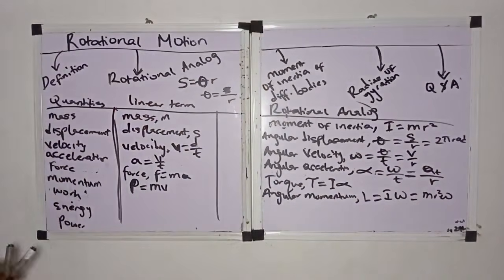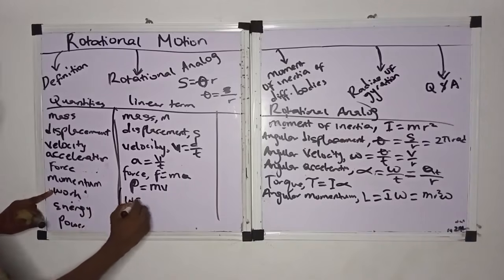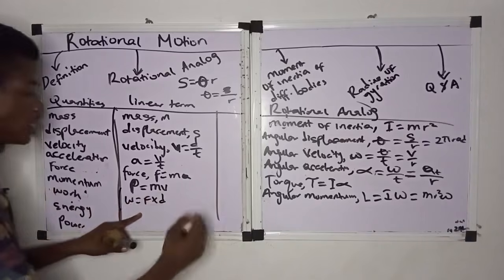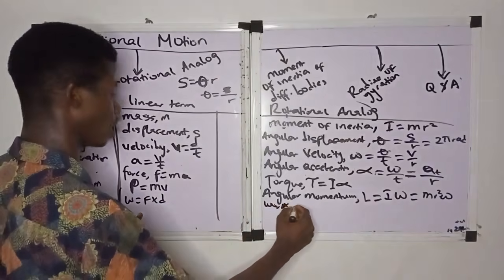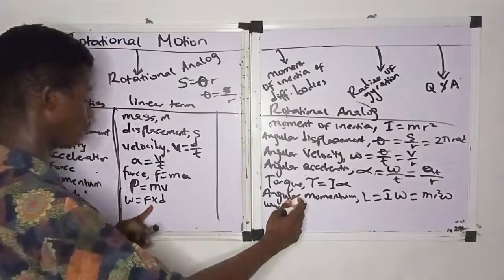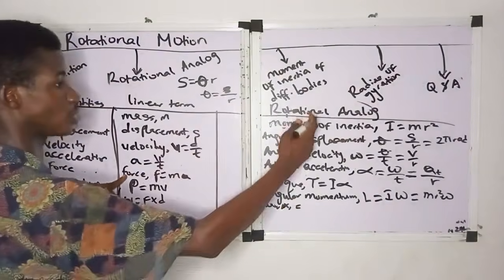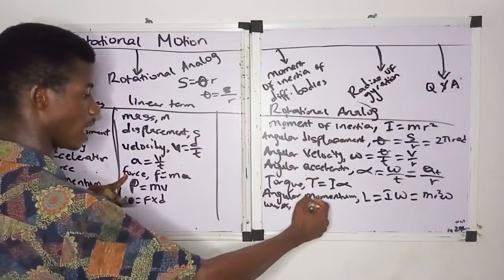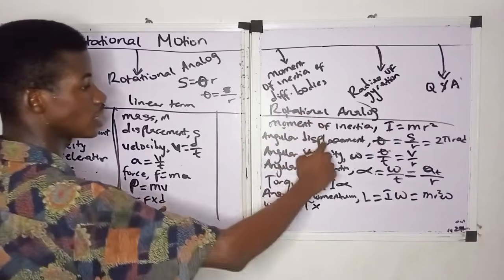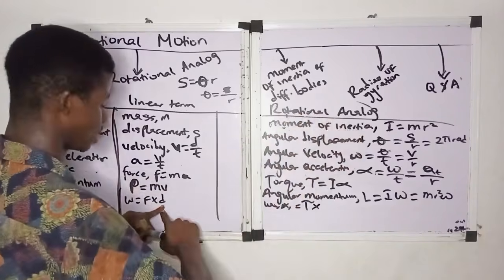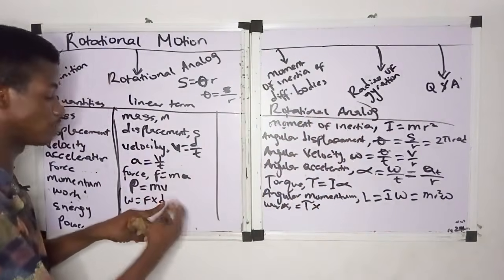Okay, let's continue with work. In linear terms, work is force times distance, right? In angular terms, work will be what? Force in rotational terms is torque, and distance in rotational terms is angular displacement.